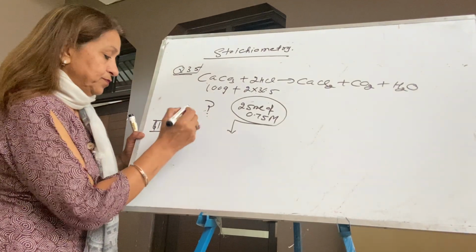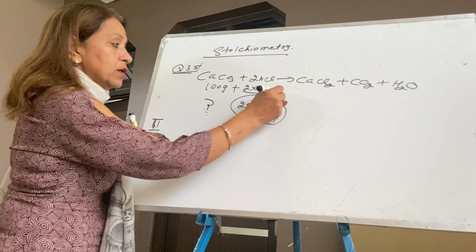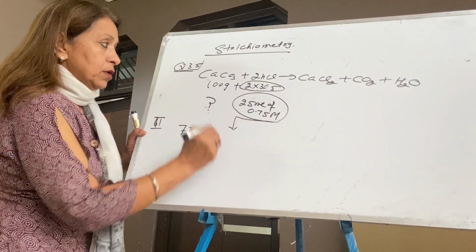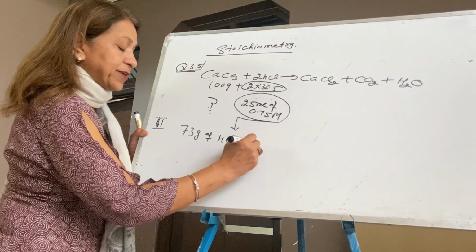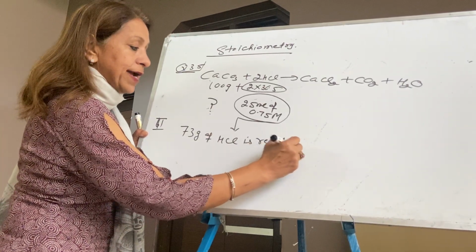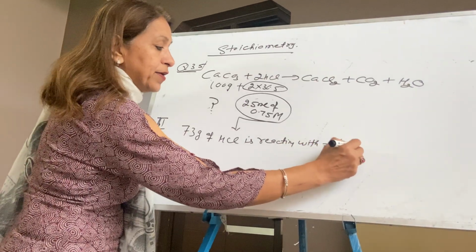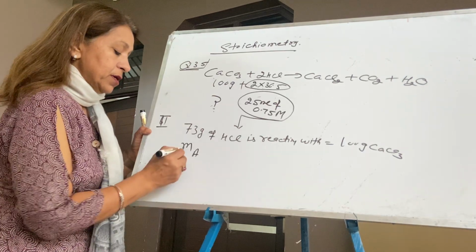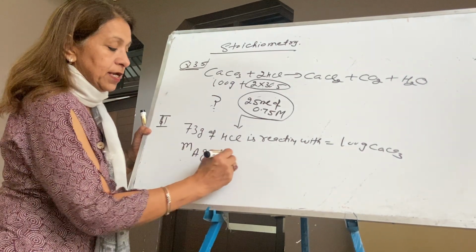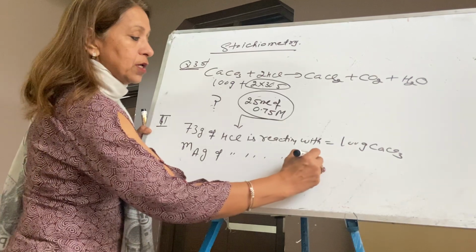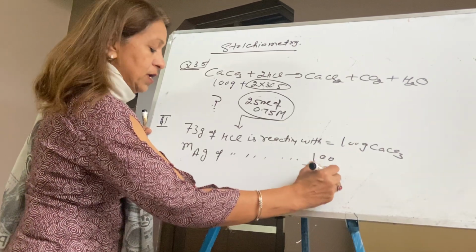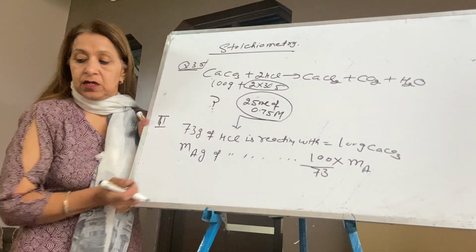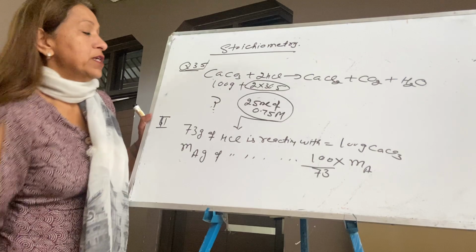You will write: 73 gram of HCl reacts with 100 gram calcium carbonate, then small m gram of HCl, whatever it comes, will react with how much? It is 100 by 73 multiplied by small m. So in this way we can use this molarity term in this topic.